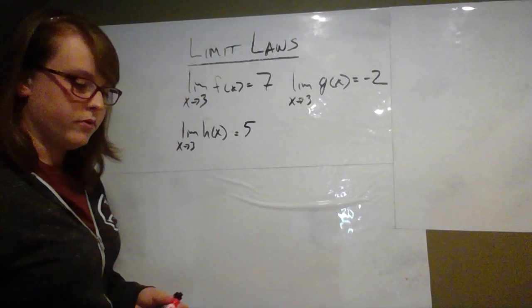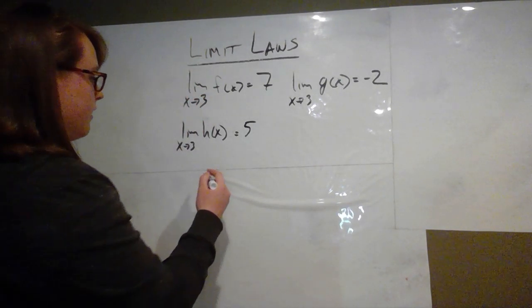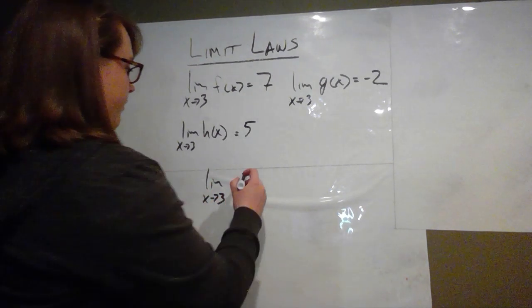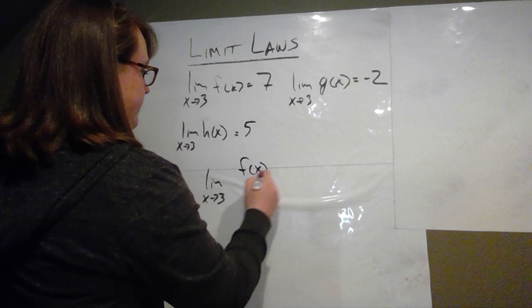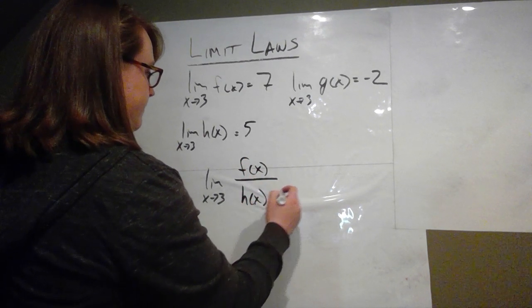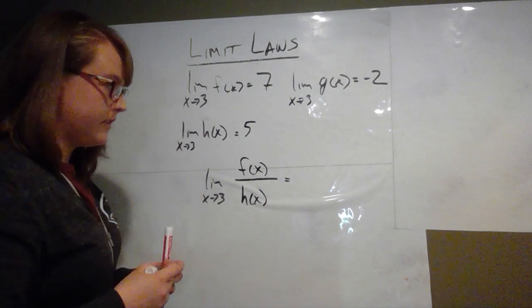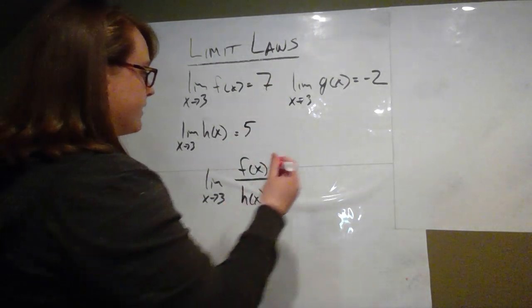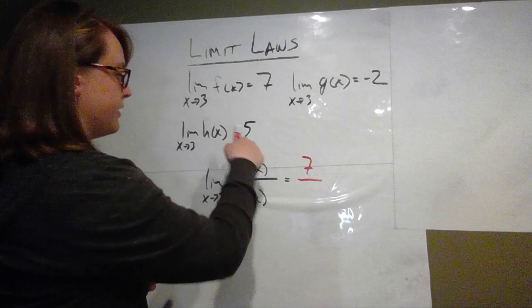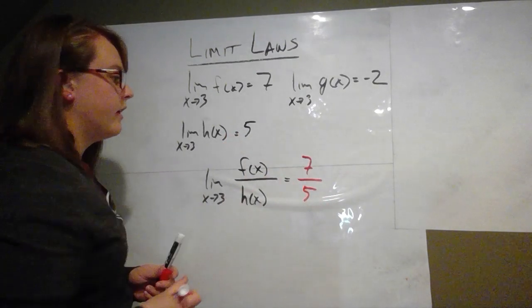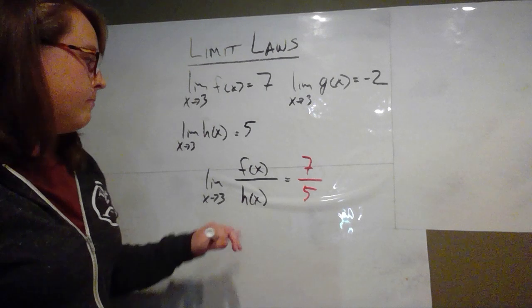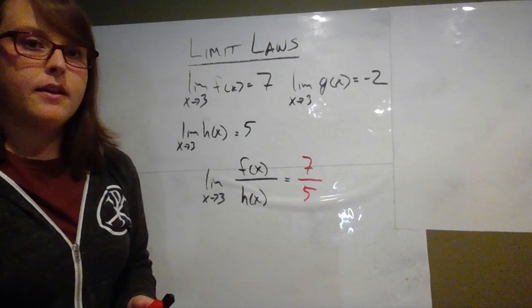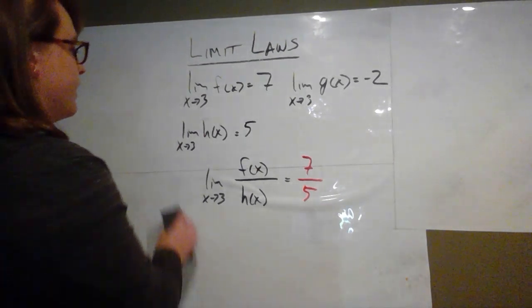This time we'll do the limit as x goes to 3 of f of x divided by h of x. This is the case where we take their limits and we divide them. In this case, the limit of f of x was 7, the limit of h of x was 5, so 7 over 5. And remember, this was the case where the bottom limit could not be 0, but we're good to go because the limit of h was 5.